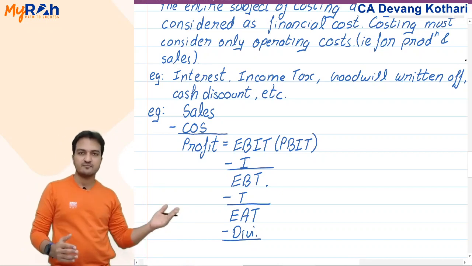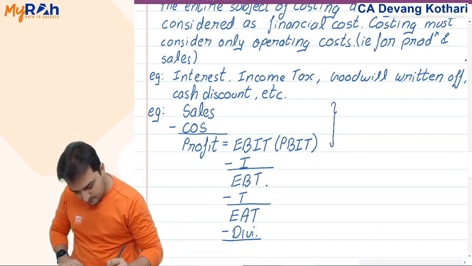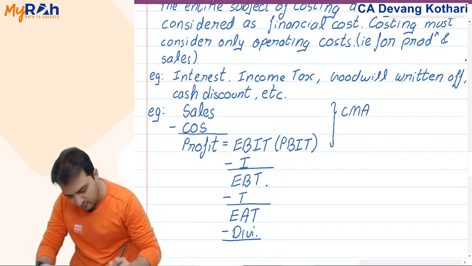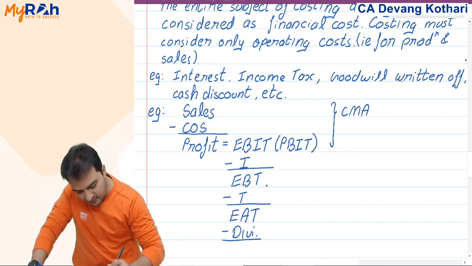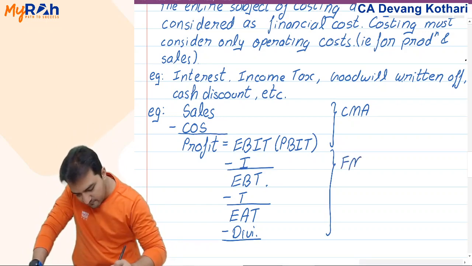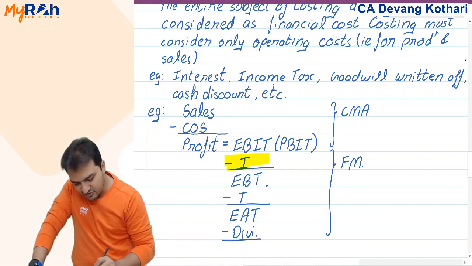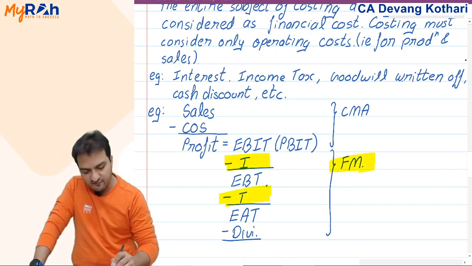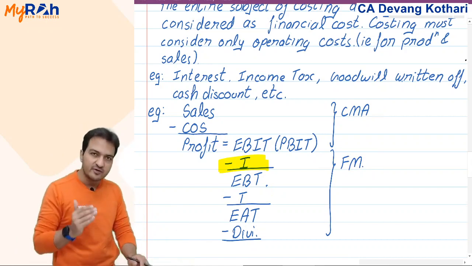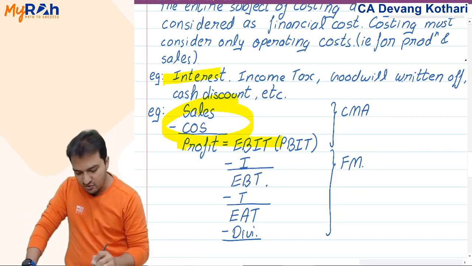Well, this part of calculation falls under financial management. So let me differentiate like this. This part here, from sales minus cost of sales up to profit, is your subject of cost and management accounting for your CA inter level. And this part here, after EBIT, whatever you do, that happens in your subject of financial management. So notice, this interest cost, income tax, that comes in the subject of FM, so that will not come in the subject of costing. If interest is deducted later after reaching EBIT, then for reaching up to EBIT here, you do not consider the interest cost. So interest cost, income tax.